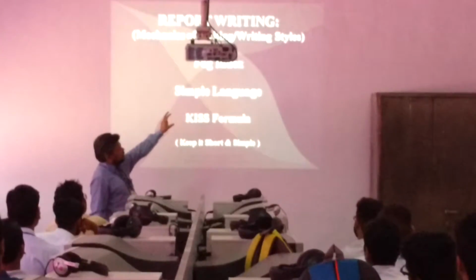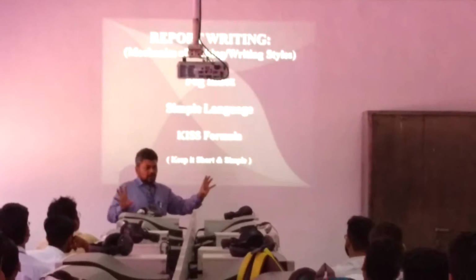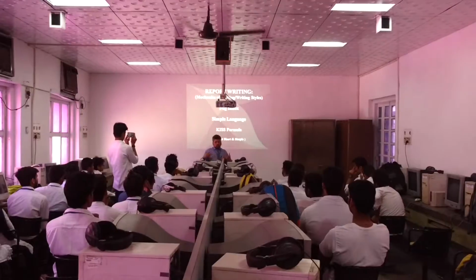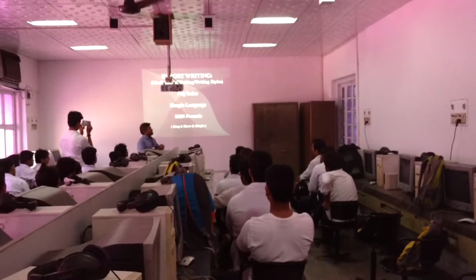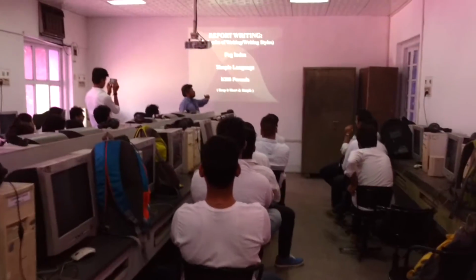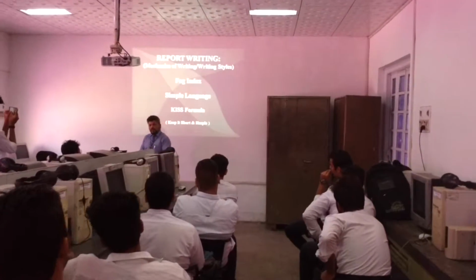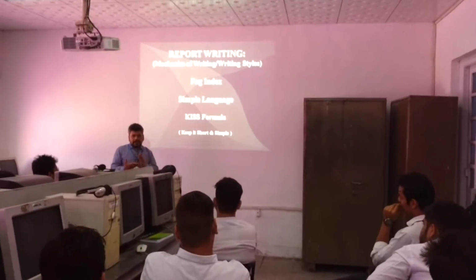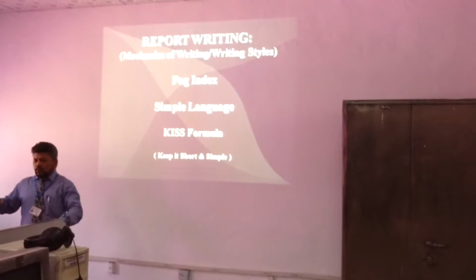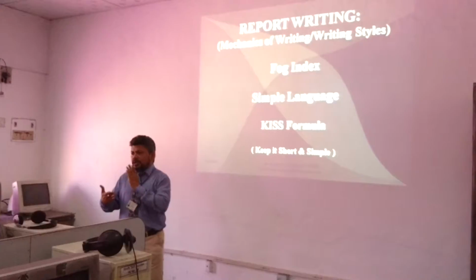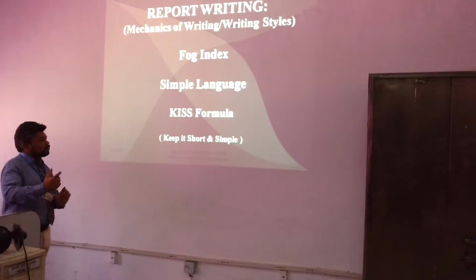So the fog index is a parameter that declares whether the language is simple or complex, easy to go through, easy to sail through, or very tough and discouraging. So language must be simple. There is another formula for report writing, that is the KISS formula: keep it simple and sound. While writing a report, we should not exaggerate the data, we should not overdo it, rather we should be as simple, as straight, and as direct as possible.